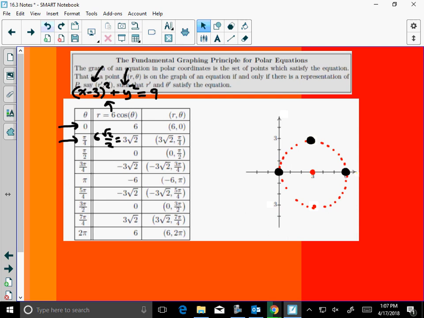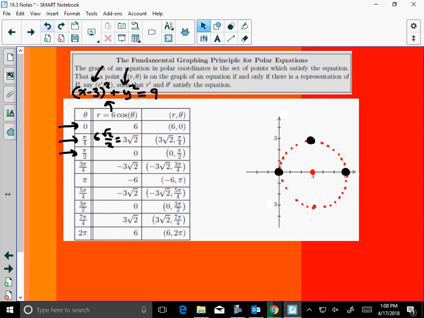That's not pi over 2. Watch what's going to happen with pi over 2. Get ready. What's going to happen with pi over 2? When I plug in pi over 2, what's the cosine of pi over 2? 0. 6 times 0 is 0. So if I extend out 0 and I rotate pi over 2, it's not moving. It's going to stay right at the origin. Okay, let's go to the next one.